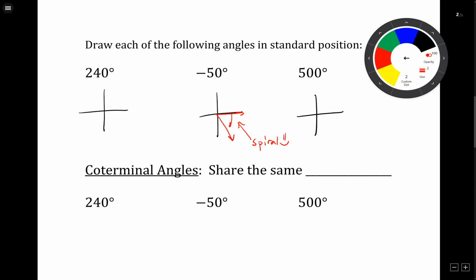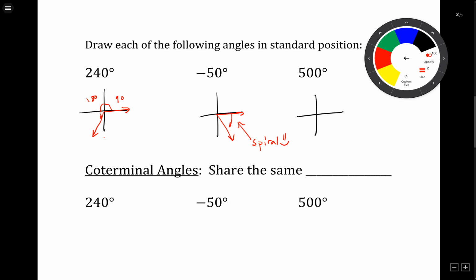Let's draw 240. Okay, so I know that this much is 90, this much is 180, and 240 is only 60 past 180. So not all the way to 270, which is down here. Maybe somewhere like here. This looks like about 240. I'm not quite to 270, which is the negative y-axis, or the third 90 degrees.